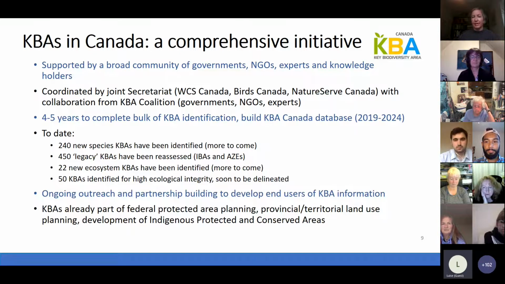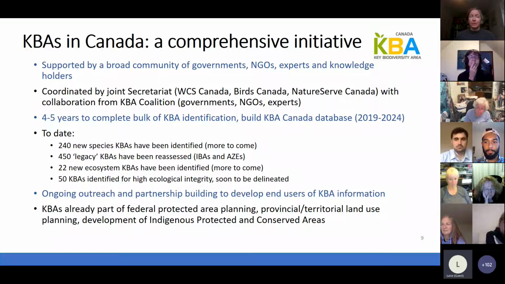The point here, in the last couple of bullets, is that the bulk of the work will be done in 4 to 5 years. We had a year of planning, and we're halfway through the second year of application of KBA criteria and hiring people across the country to lead this work. We have a few more years to go because even identifying one KBA takes a huge amount of time, and we have multiple review processes. But to date, we have about 240 new species-triggered KBAs. More to come, of course.